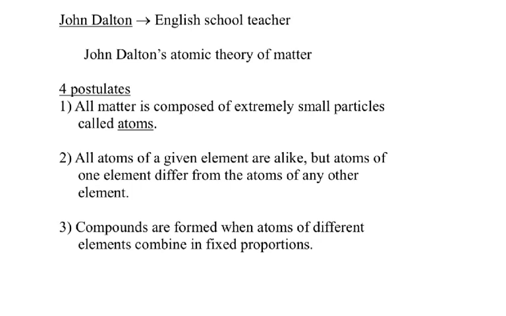Now, this third one is actually interesting because he was right on the money. It says compounds are formed when atoms of different elements combine in fixed proportions. That's exactly what a compound is. Compounds are made when two or more elements are chemically combined in a fixed ratio.